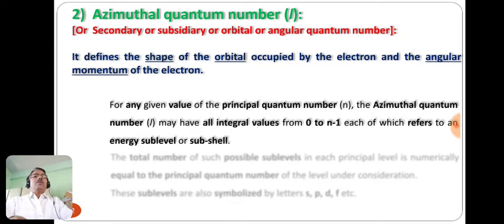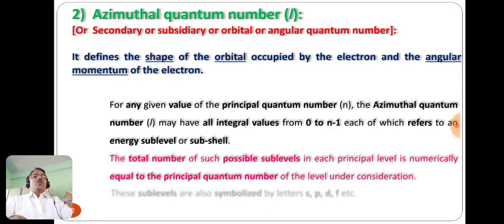For any given value of principal quantum number n, the azimuthal quantum number l may have all integral values from 0 to n minus 1, each of which refers to an energy sublevel or subshell. It means for any principal quantum number n, azimuthal quantum number l may have all integral values that lie in the range of 0 to n minus 1, and each is known as the energy sublevel or energy subshell.